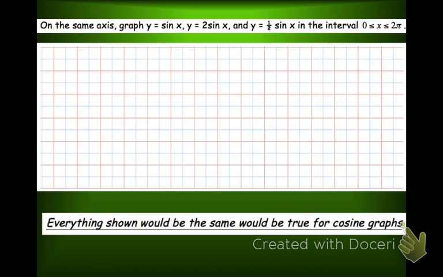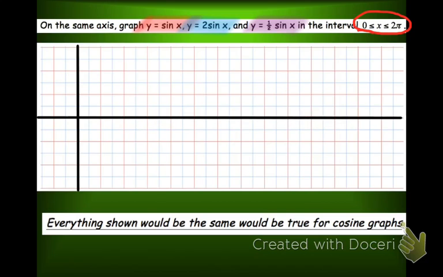So on the same set of axes, we want to graph three things. We want to graph y equals sine x. We want to graph y equals 2 sine x. And we want to graph y equals 1/2 sine x. And again, you need to pay attention to what our interval is. So we're going from 0 to 2 pi. So right off the bat, we should know that we're going to be using the graph that starts at 0 and goes to 2 pi.